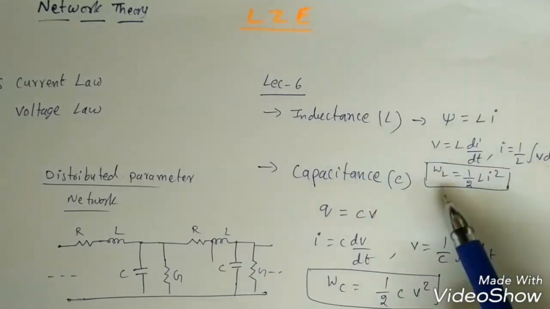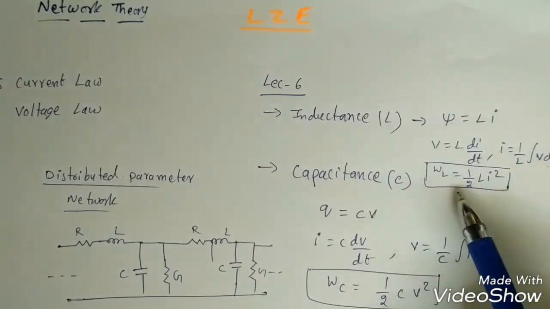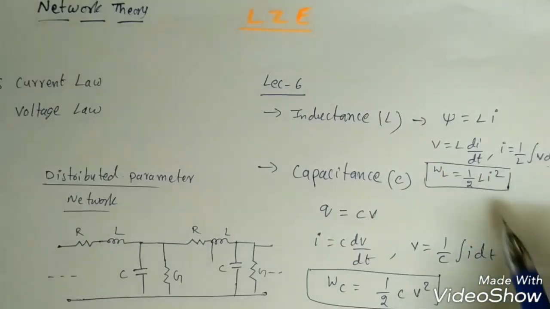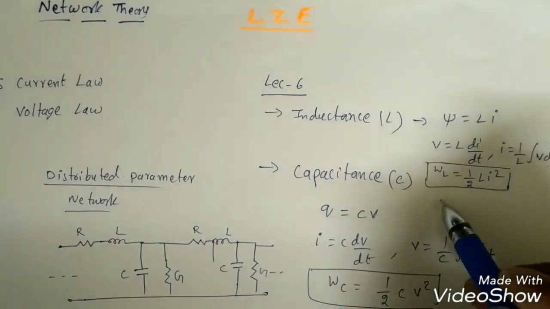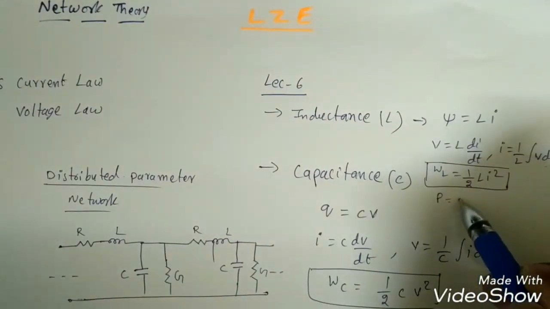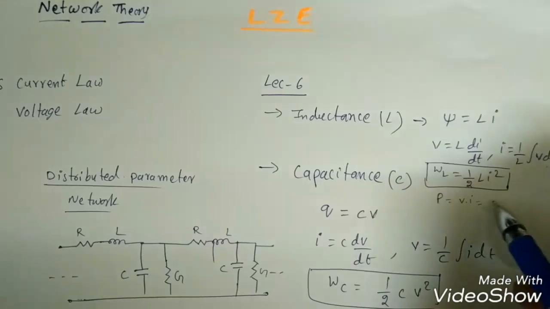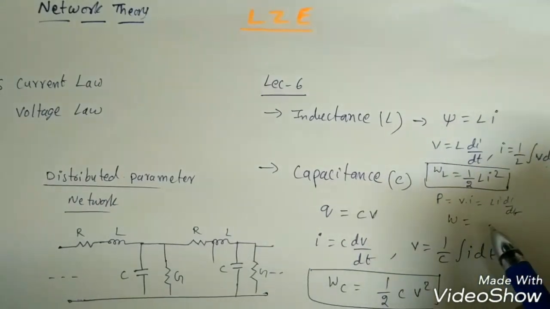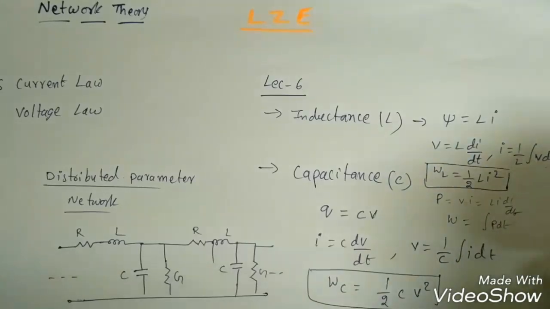Now what is the energy stored in the inductor? WL is equal to half L i square, that is at an instant of time, given the current there. So half into L into i square, right? Otherwise we can find the power P is equal to V into I, or we can say L i di by dt. Now if I want to find the energy, I have to integrate the power, right?